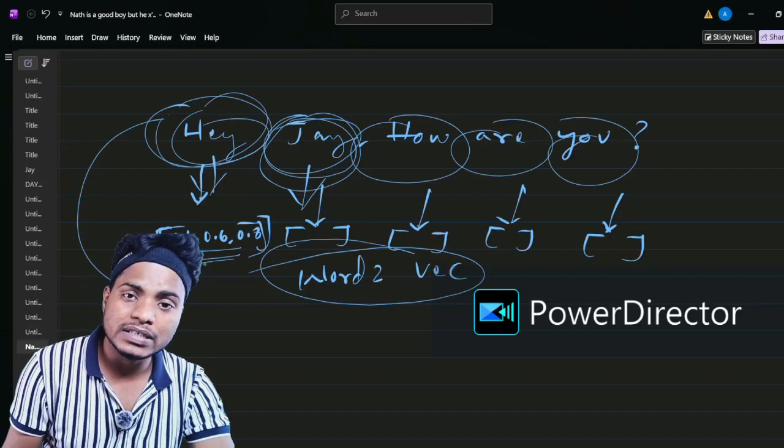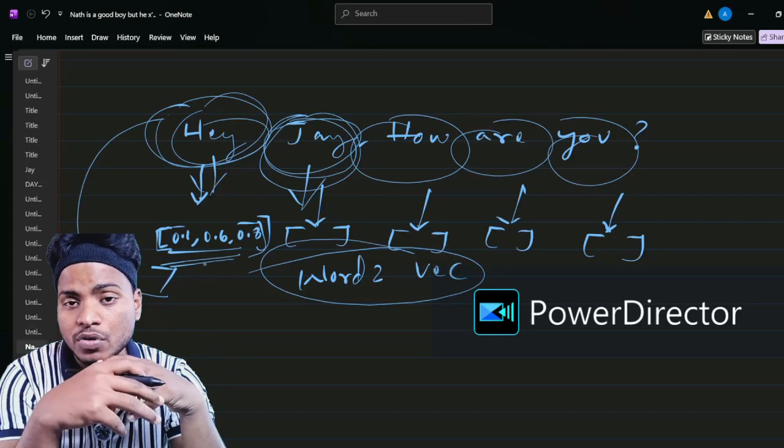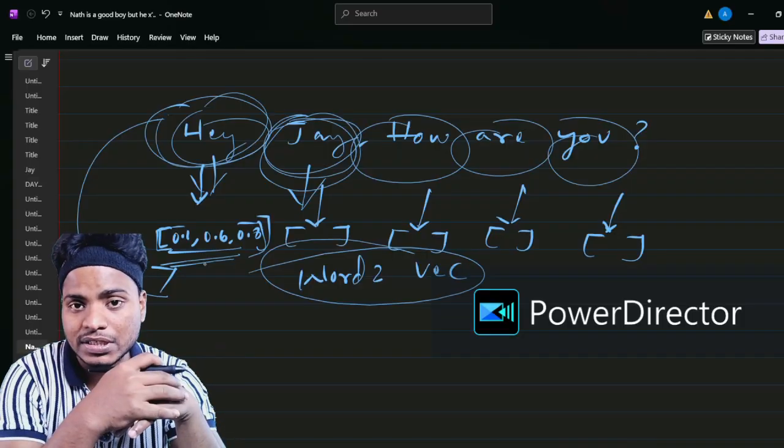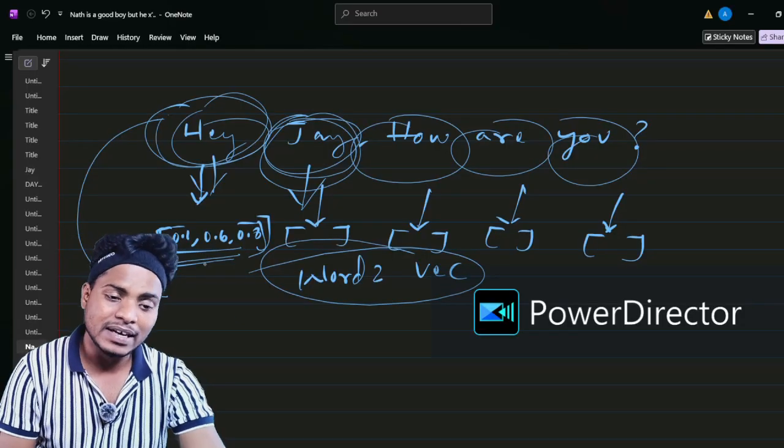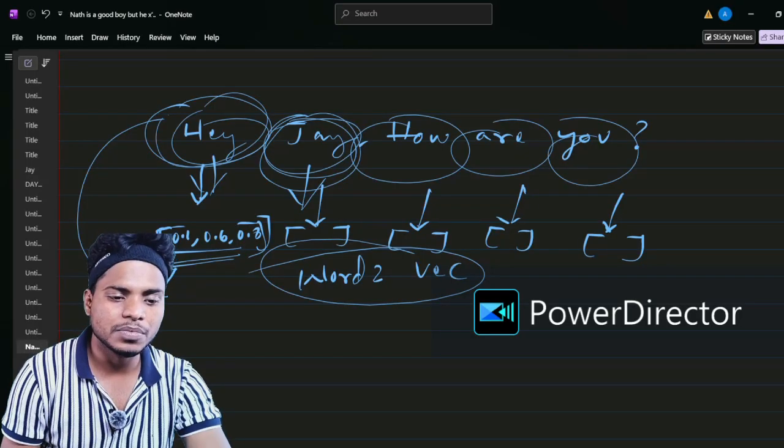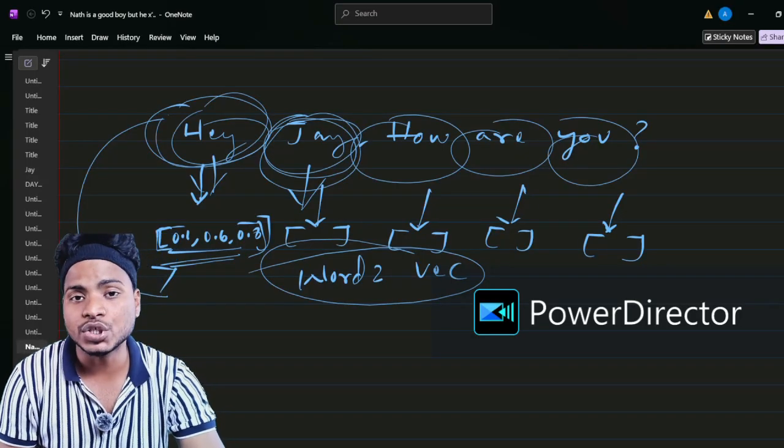Let's understand the importance of scalars, vectors, and matrices in AI. First, what is a scalar? A scalar is nothing but a simple point. Suppose someone asks you, how old are you?